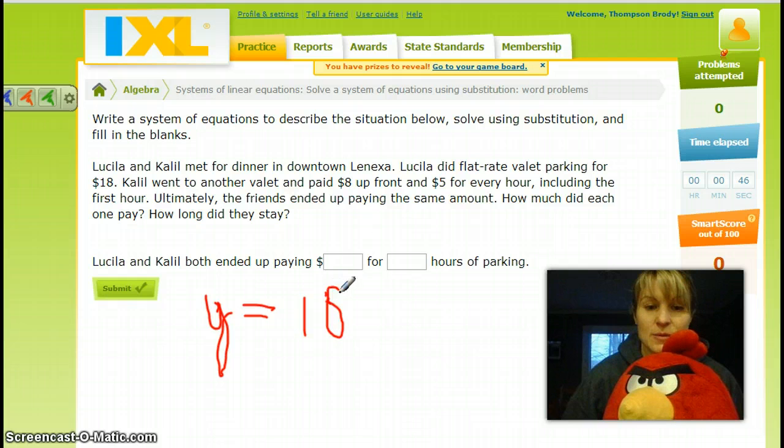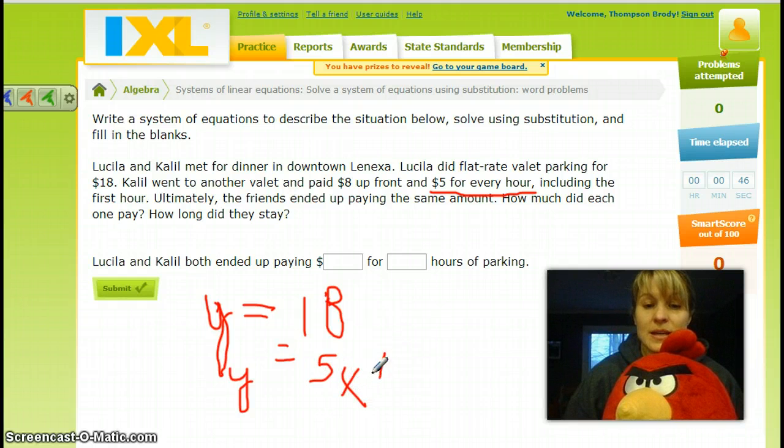Oops, I'm trying this with the mouse this time. It's a little bit more difficult. All right, then Khalil went to the valet and paid $18 up front. So he paid $18 and then $5 every hour. $5 every hour tells you there's a change, a rate of change. So that will tell you that's the slope there. So here we have y equals $5 for every hour. We don't know how many hours there were. And then he had to pay $8 up front. Okay, so we have two sets of equations.